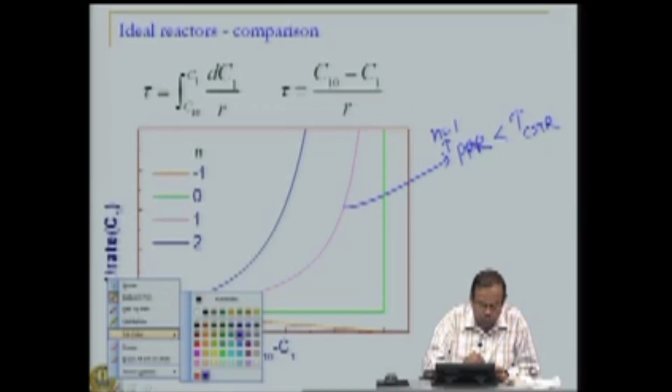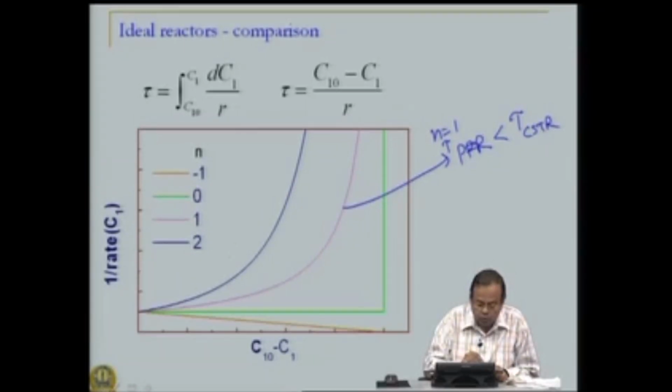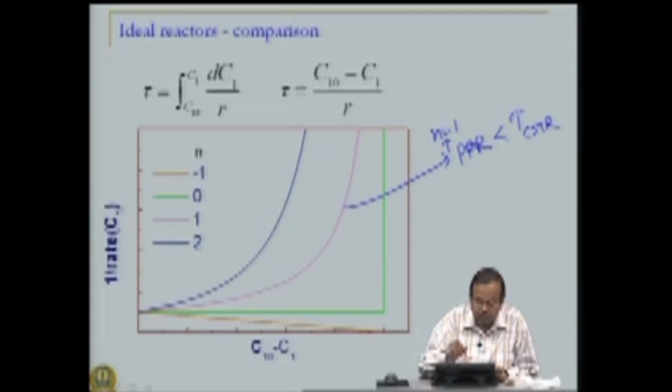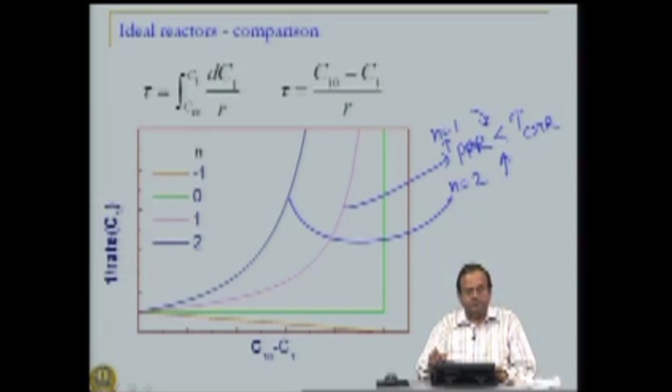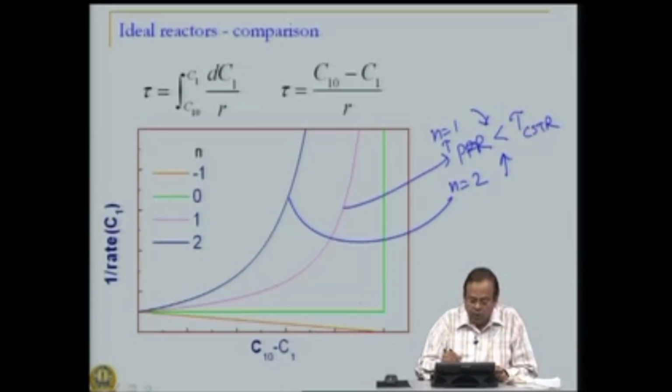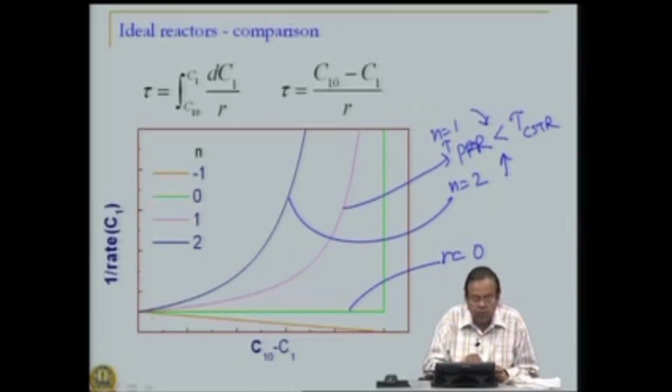For n equal to 2, we see that qualitatively the behavior is the same, that is, 1 over R versus C10 minus C1 is also increasing. So, we can expect that for n equal to 2, this will be the case. What about n equal to 0? The flat line.